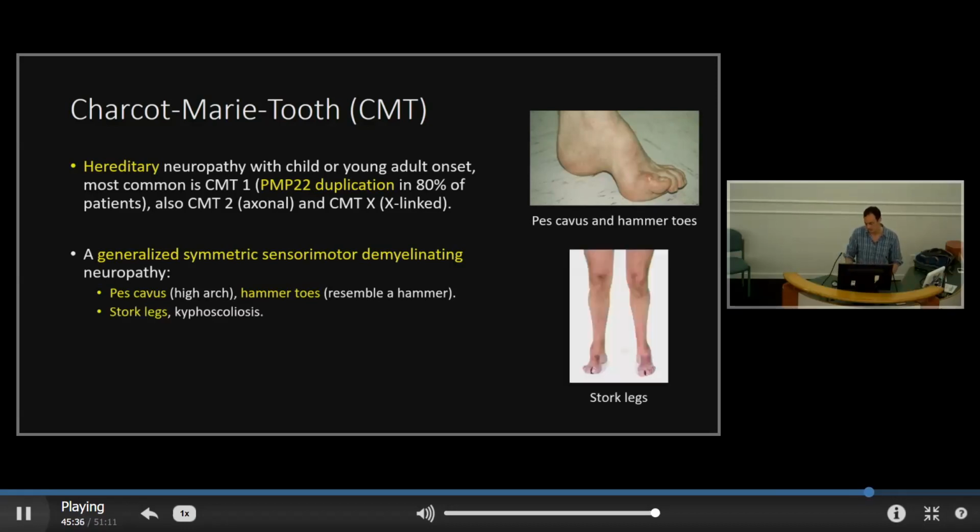You can look for these things, stork legs. So they have a disproportionate wasting in the distal muscles. The calves are quite thin compared to the quads and hamstrings. And they might have kyphoscoliosis. Ankle reflexes are usually gone or severely diminished, whereas knee jerks will be present. They might be diminished, but they'll be more elicitable than the ankle jerks.